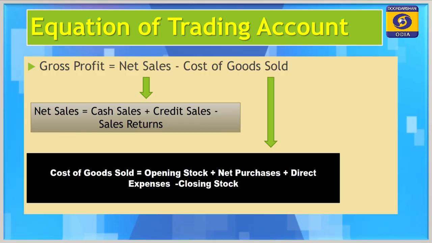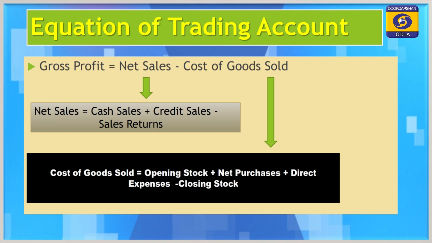Gross profit is the excess of net sales over cost of goods sold. How do we find out this net sales? Net sales is equal to cash sales plus credit sales minus sales returns, if any. That will give you net sales.